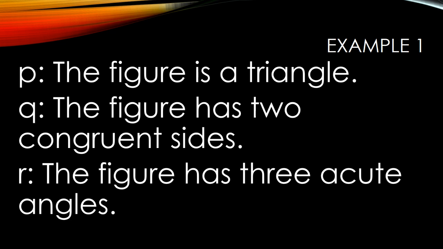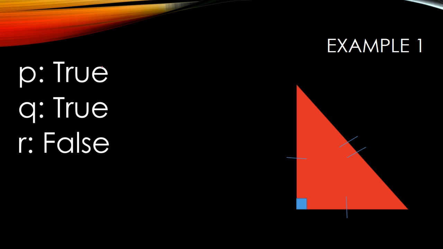Let me give some examples. Here's three statements. The figure is a triangle. The figure has two congruent sides. The figure has three acute angles. So P, the figure is a triangle, has a truth value of true. Q, it has two congruent sides. That's also true. You have marked here that the two legs are equal. R, it has three acute angles. That is false. This is a right angle, and only these two are acute, so there are not three acute angles.